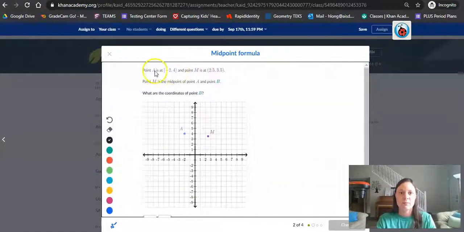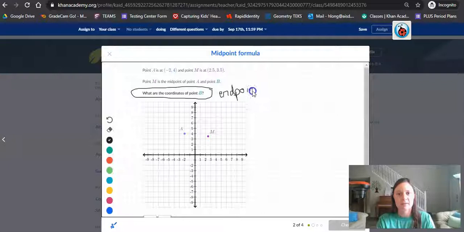The second problem is point A is negative 2 and 4. They could graph it for me. Point M is 2.5 and 3.5. Point M is the midpoint of AB. So what are the coordinates of B? So B would be my other endpoint. So this is like the second type of problem we did in our lesson.